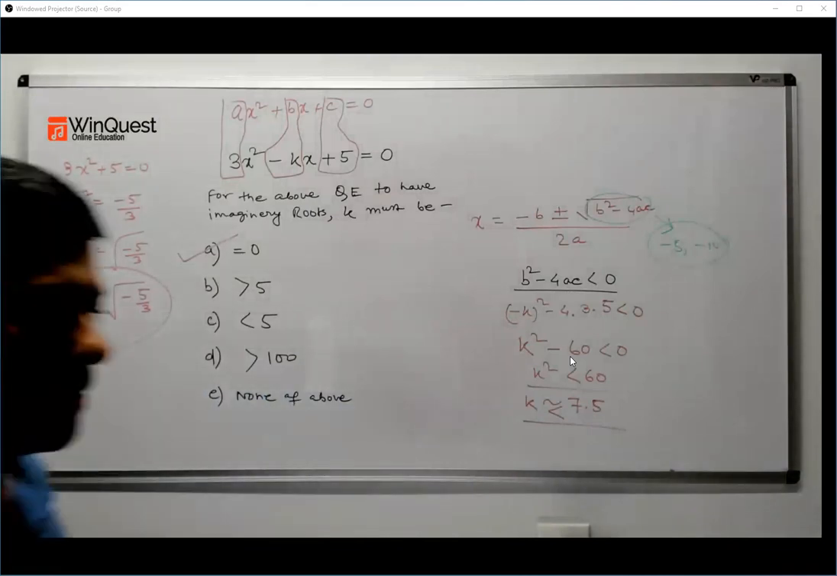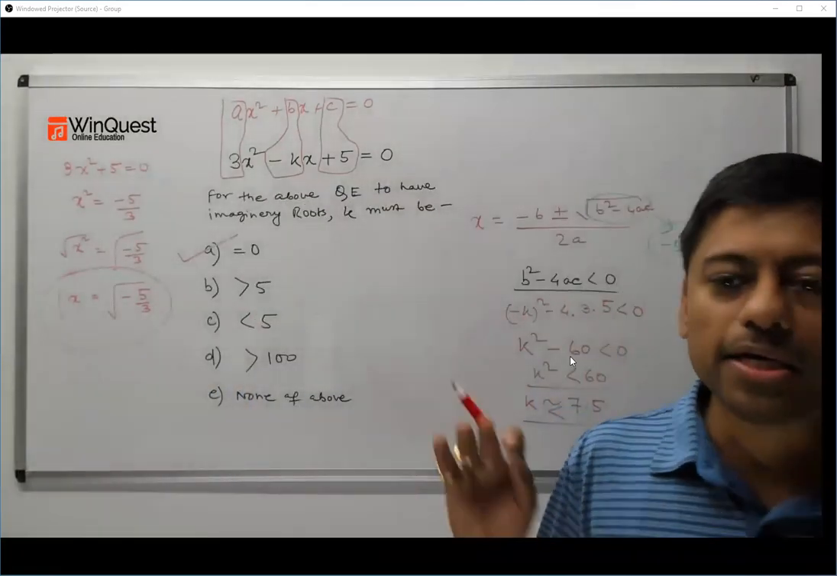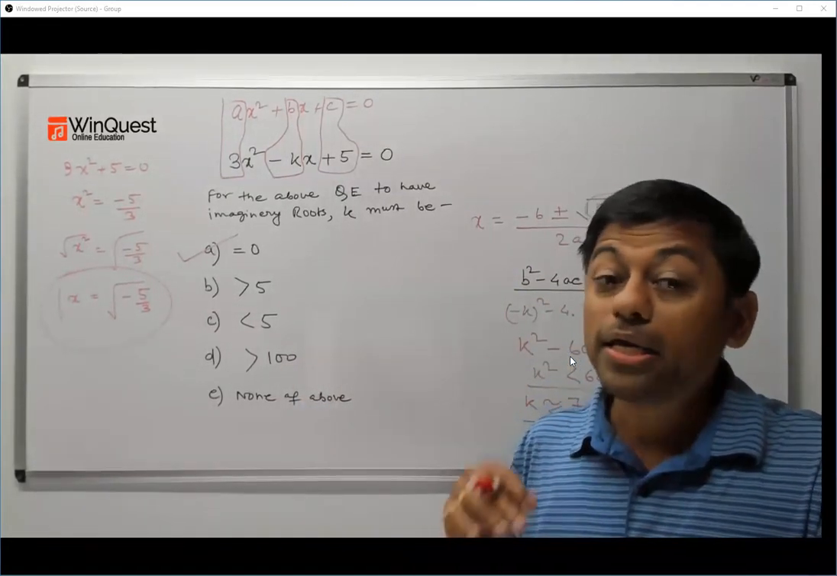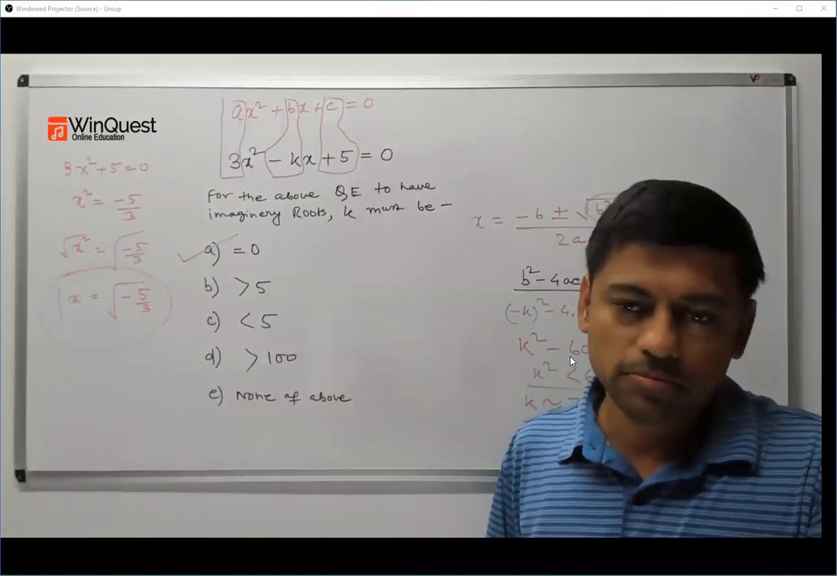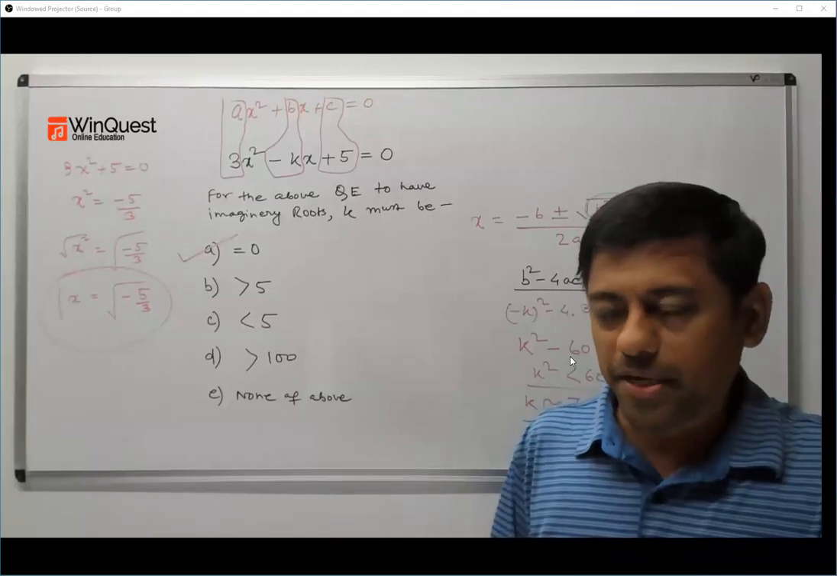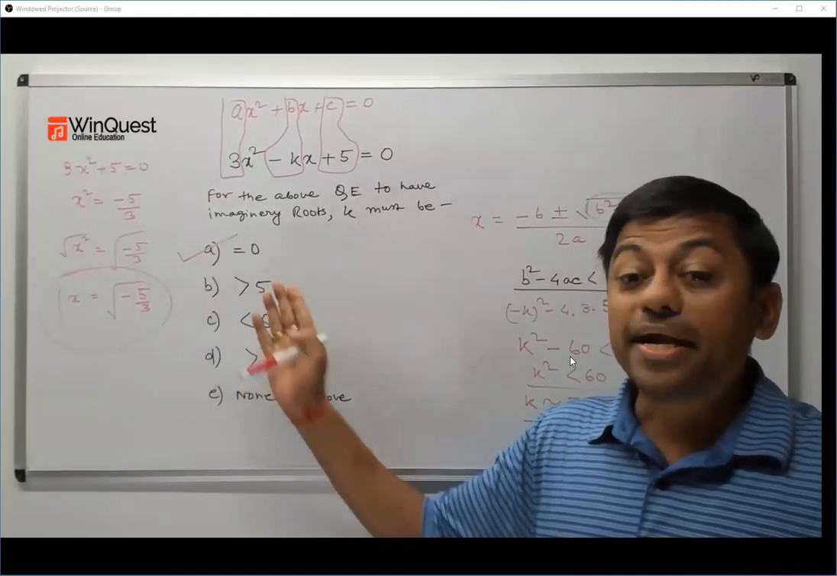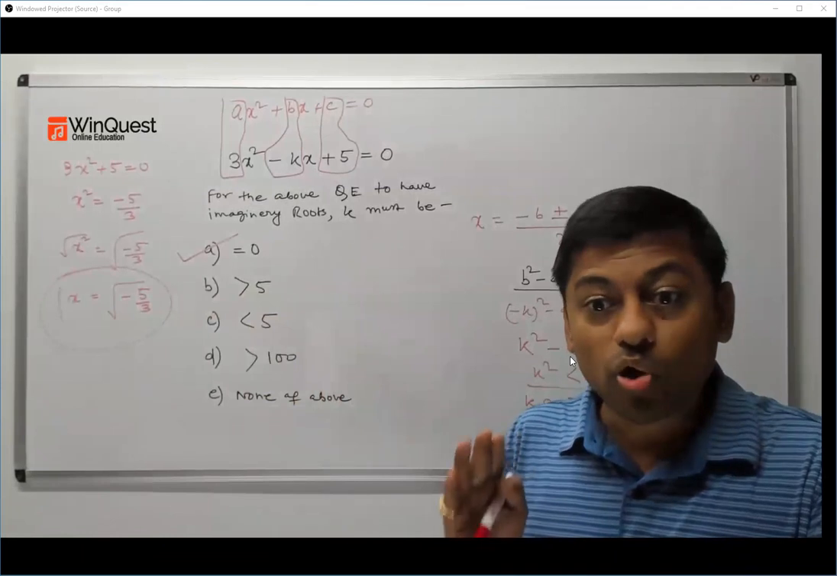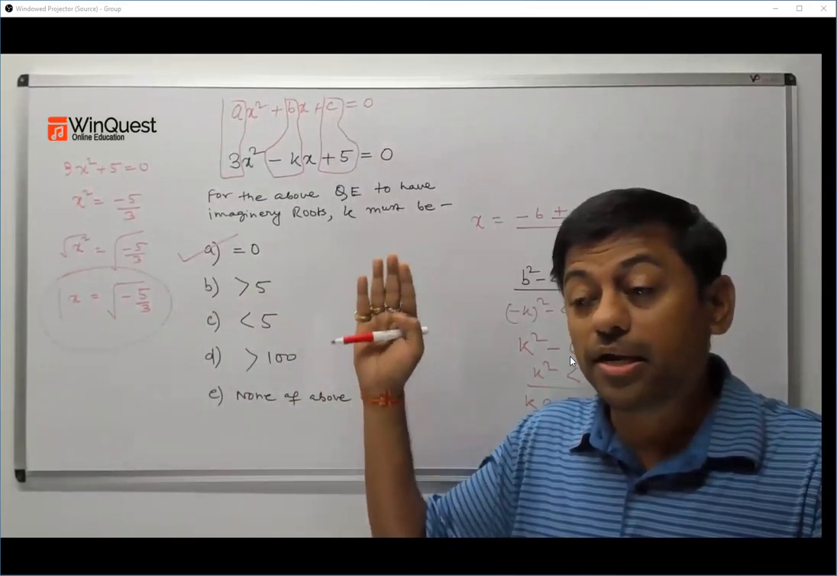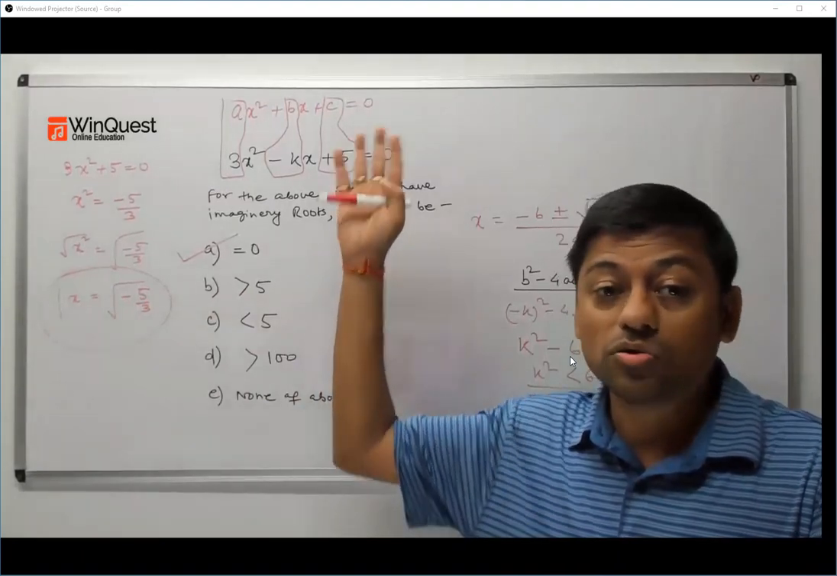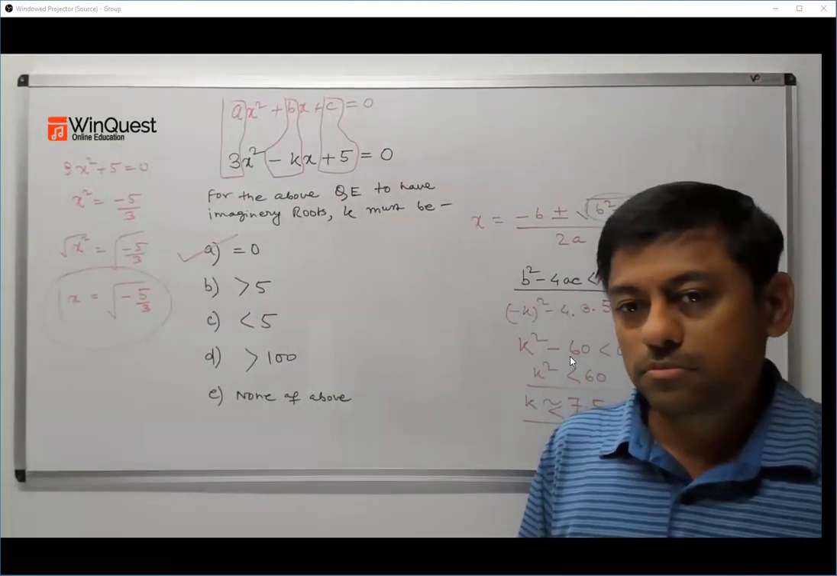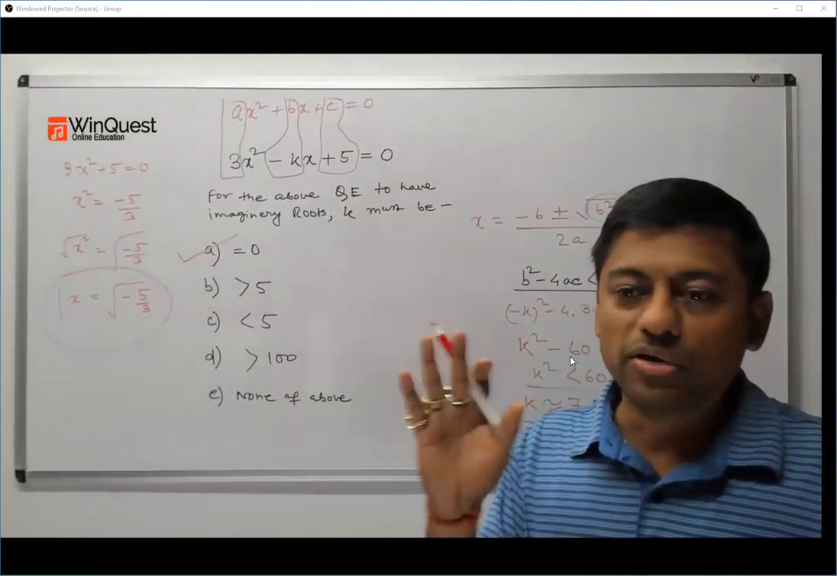Okay. Option number B. Greater than 5. Will greater than 5 work in all cases? No. Think in that perspective. It is greater than 5, which means I am talking about not just 5, 6, 7, 8, 9, 10, but 100, 10,000, whatever. Will it work? No. Ask yourself, will it work or not?